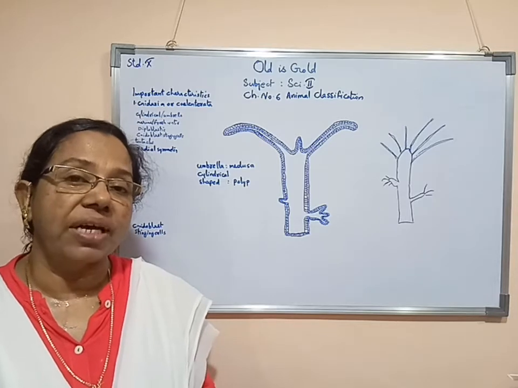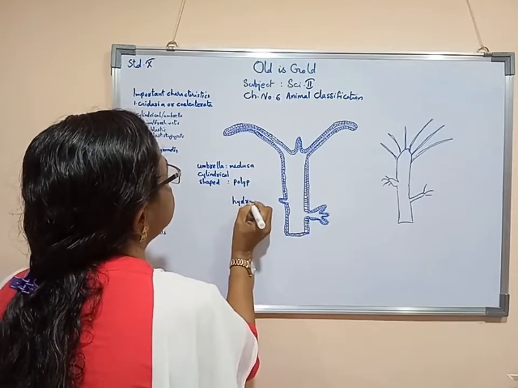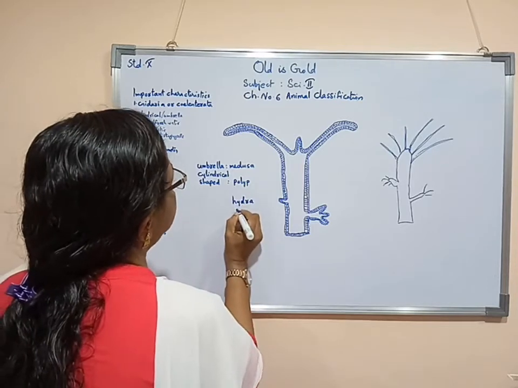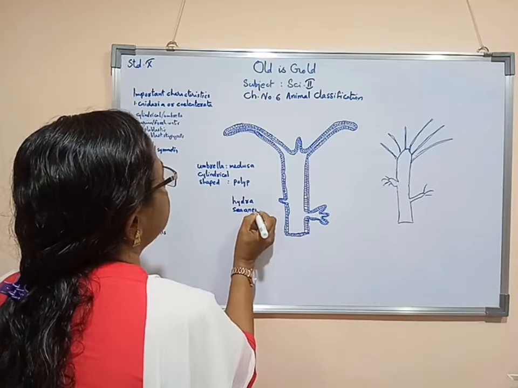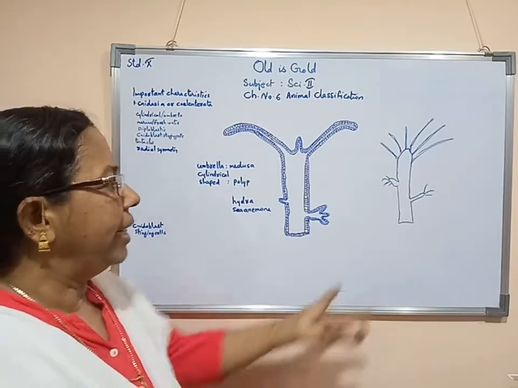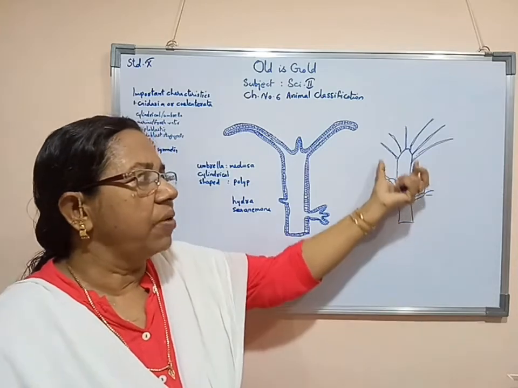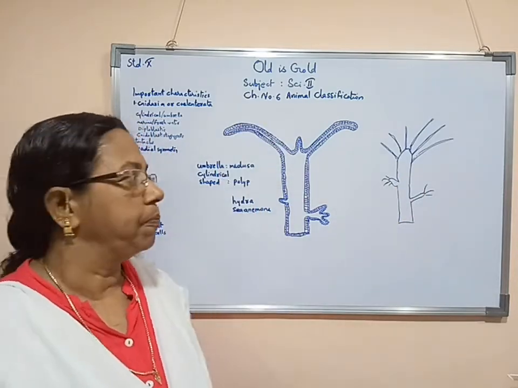For cylindrical shaped, one example we have is hydra. For umbrella shaped, we can say the example is sea anemone. Now hydra, this is the structure of hydra. This is its longitudinal section.